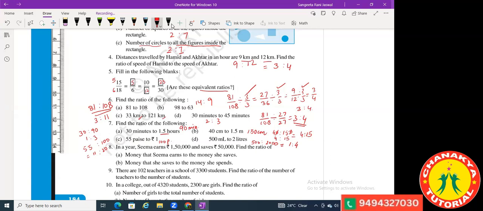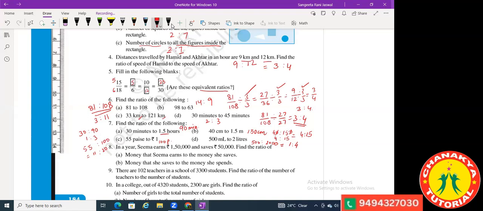Yes, ma'am. So this time, be careful about the units. Rishit, I was expecting good from you, but the mistake you made was, first of all, you didn't write the units. And the second thing was that you didn't mention the statements also. Have you seen your answer sheet? Yes, ma'am. So you must be very careful about that. Okay, that was the only thing where you lost your marks.